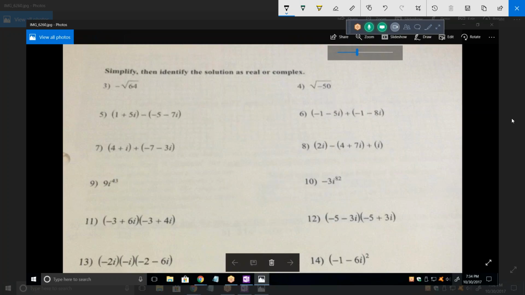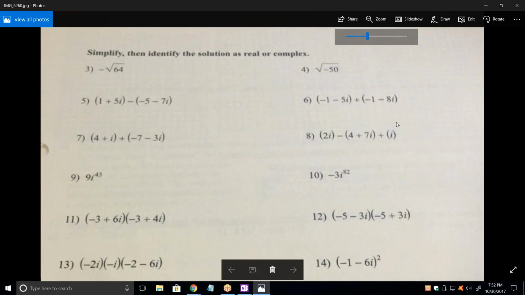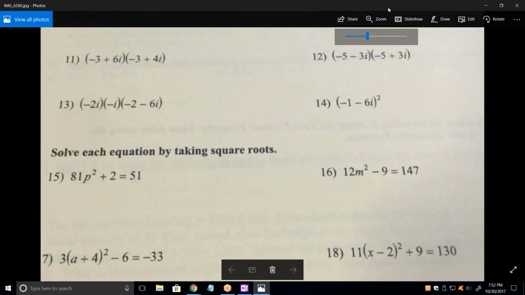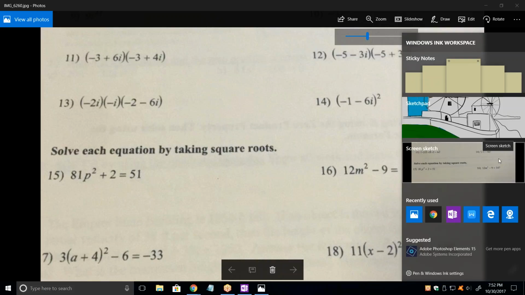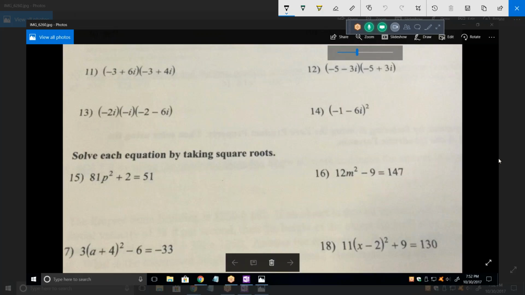Okay. Now, 11. Hold on a minute. Let me scroll up. When you multiply, just use FOIL. Pretend that i is like x. Okay, so FOIL these things.